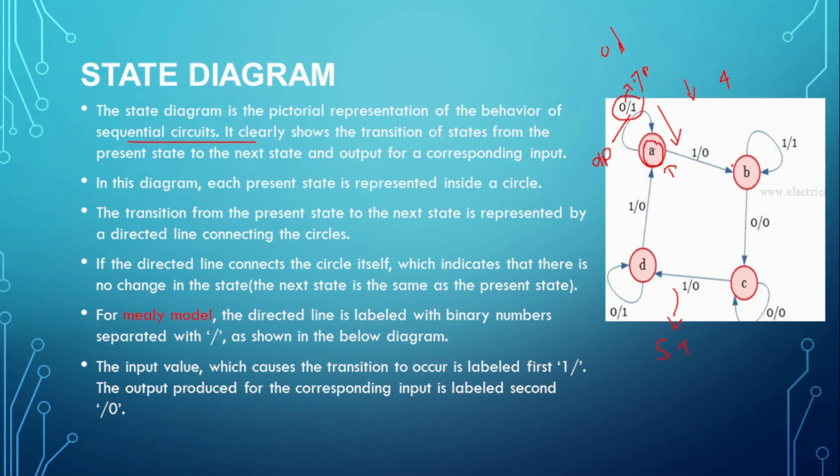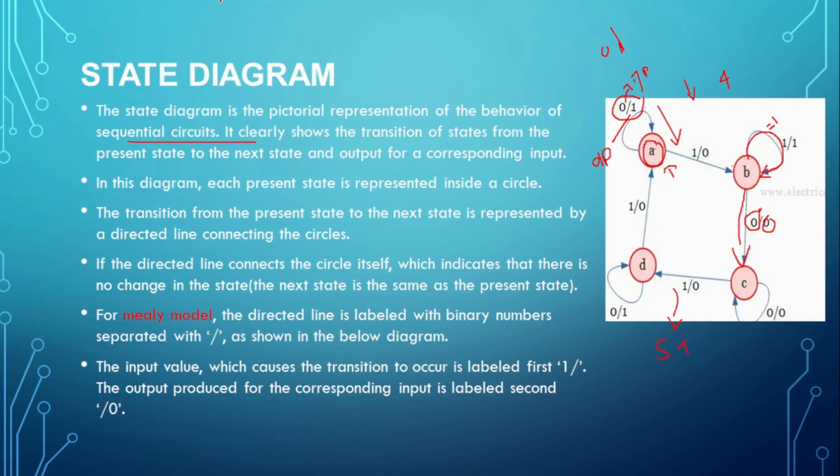For example, take the present state B. When the present state is B and input is equal to 1, the next state of B is B itself, because this directed line is mentioned on the same variable. Like that, when the present state is B, this is the input and this is the output. When input is equal to 0, the next state of B is C. See here, from B to C there is a directed forward arrow.